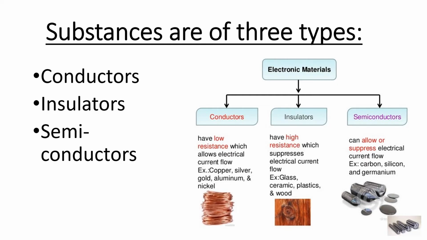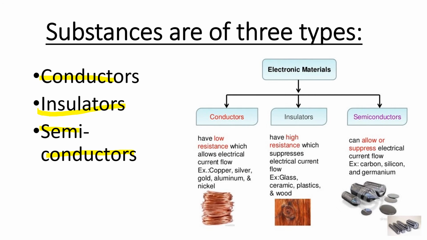Now let's talk about the 3 types of substances we need to study when we study electricity. We have conductors, we have insulators, and we have semiconductors also. We probably know a lot about conductors, insulators, and semiconductors. Let us revise what we know about them.